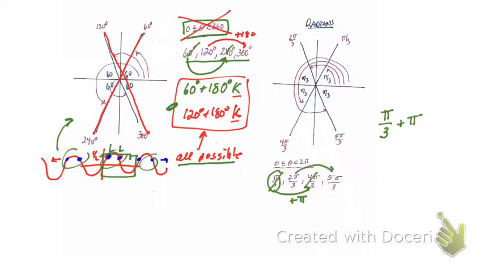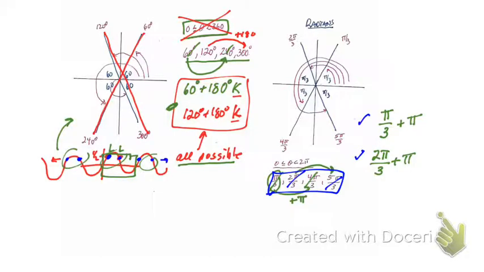Same thing happens here from 2 pi over 3 to 5 pi over 3. We're adding 3 over 3, which is 1 pi. So we would say 2 pi over 3 plus pi takes care of those two answers. All right? So instead of writing four answers, we only have two of them.